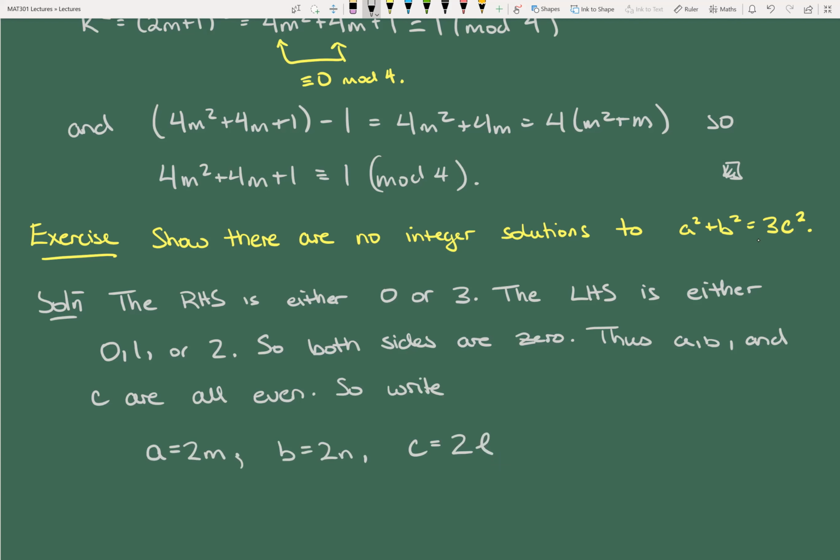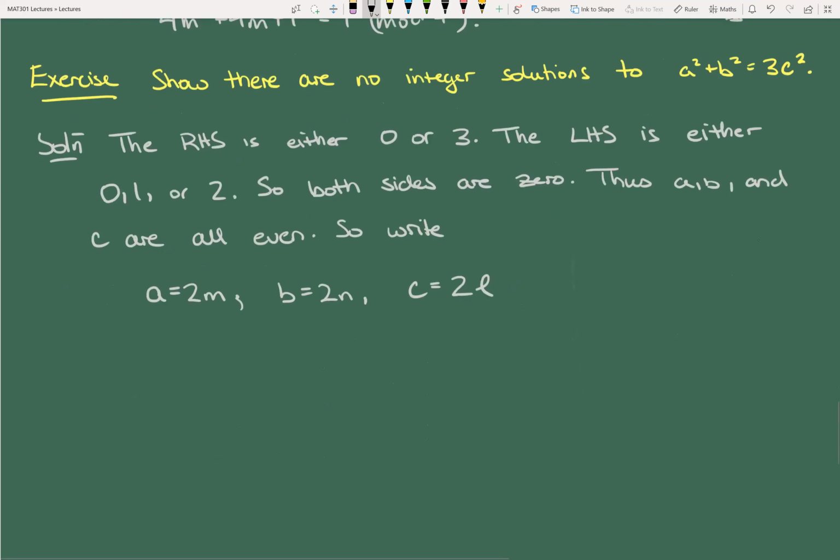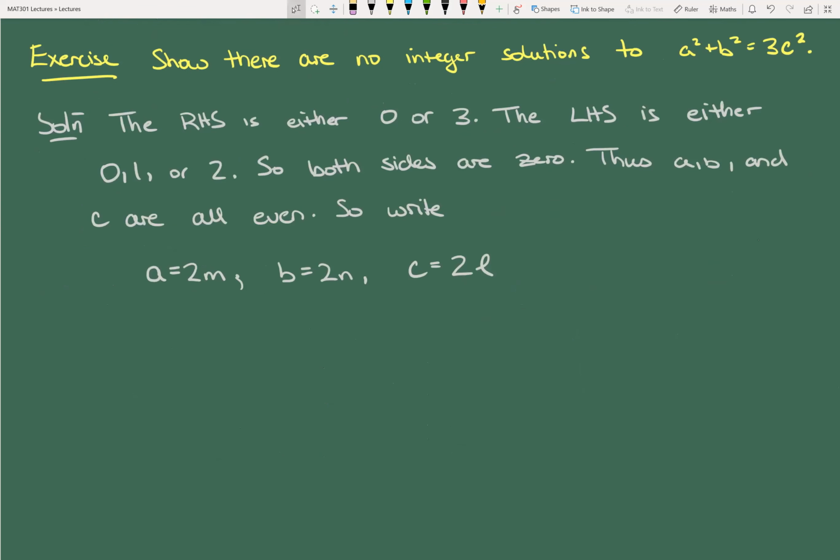And then let's plug this in and see what we get. We're hoping to eventually arrive at a contradiction, because the problem says show that there aren't any solutions. I've been a little bit sloppy here, but what I should have said in the very beginning is, assume there is an integer solution. So if we plug all this in, what are we going to get? (2m) squared plus (2n) squared is 3 times (2l) squared.